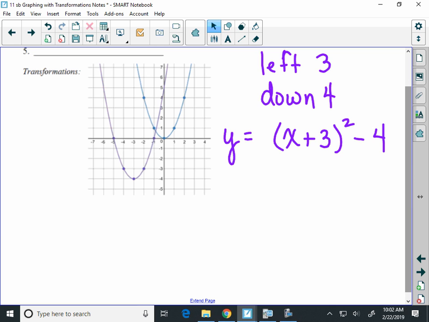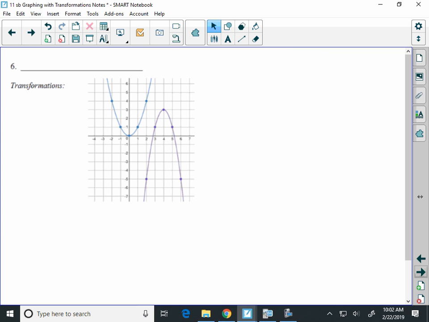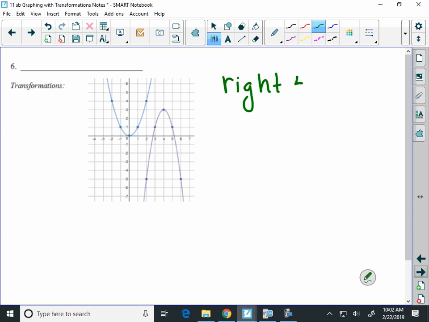Let's try another one. As you see, let's start with the vertex, and then we can deal with the other transformations. Well, from the blue graph, which is our parent function, to the purple graph, our vertex now, we went right 4 and up 3. Just identifying the vertex, right 4, up 3.